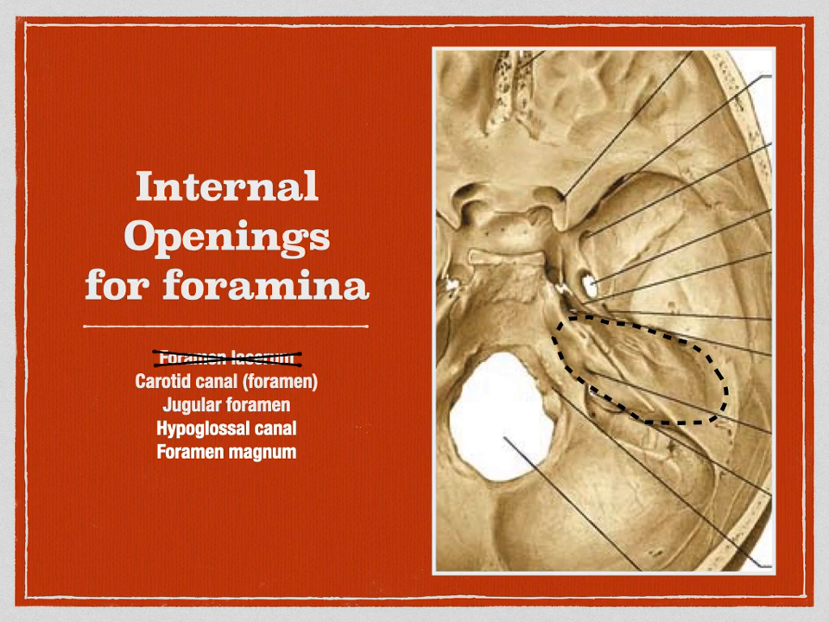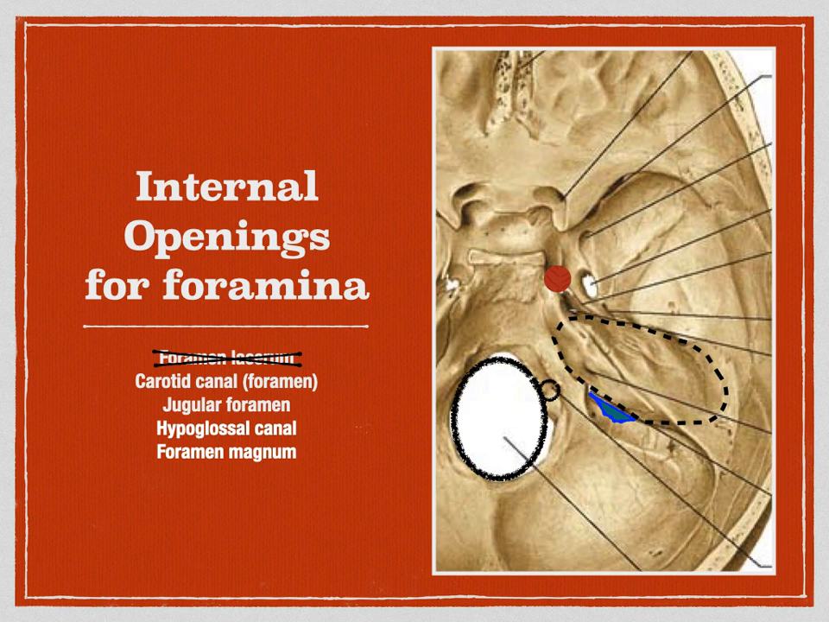The petrous portion is here, so the carotid canal or the internal carotid foramen is right here. The jugular foramen is here under that petrous portion, coming into the back. Here's the opening for the hypoglossal canal running horizontally and diagonally through. And of course, there's the foramen magnum.